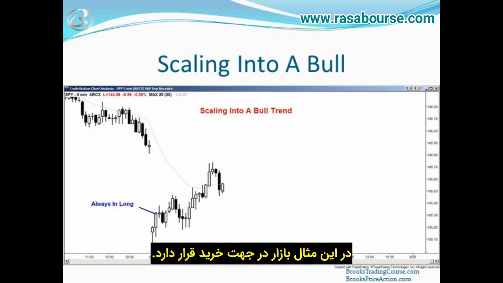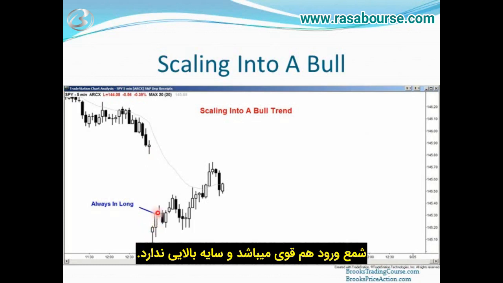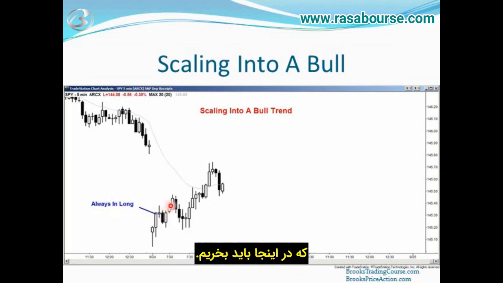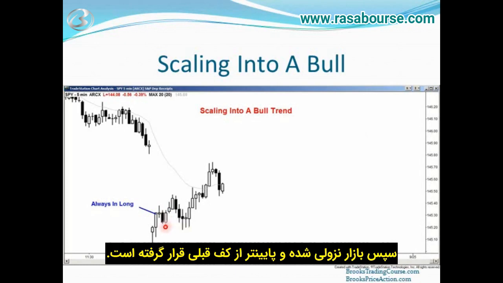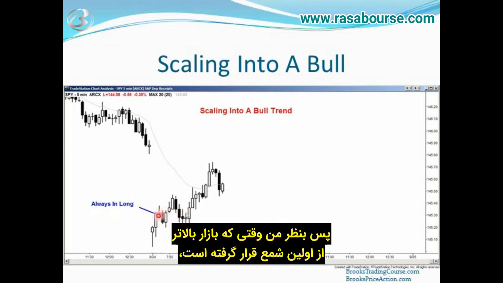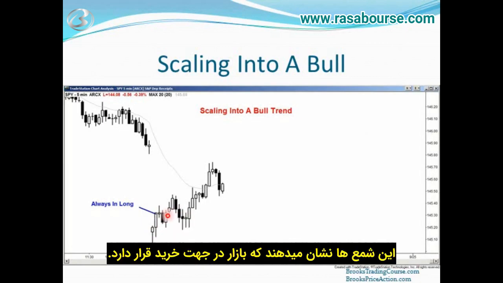Here's an example of a market being always in long. We had a huge gap down and a very, very strong bull bar closing on its high tick, and a very strong entry bar closing on its high tick, and then another strong bar closing on its high tick. That would be a buy. We dipped below the low of this higher low, but basically formed a double bottom bull flag. So I think the market went always in long as it went above the first bar, and certainly by the close of the second.